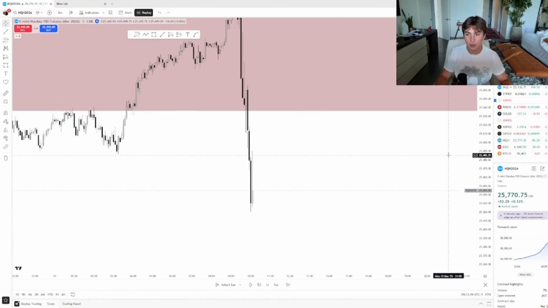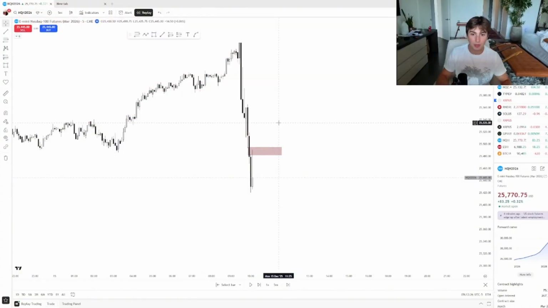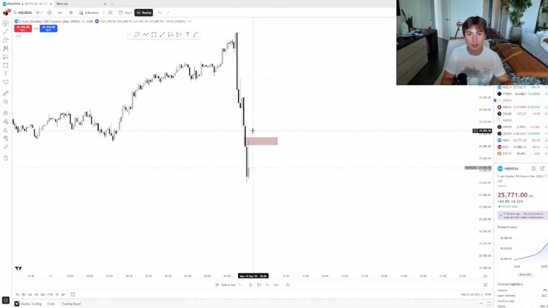And so price starts going lower. Awesome. And then what do we see? Price opens up a 5 minute bearish fair value gap after hitting that 4 hour. And then this is going to confirm that price wants to go lower. And as you can see, it goes lower.